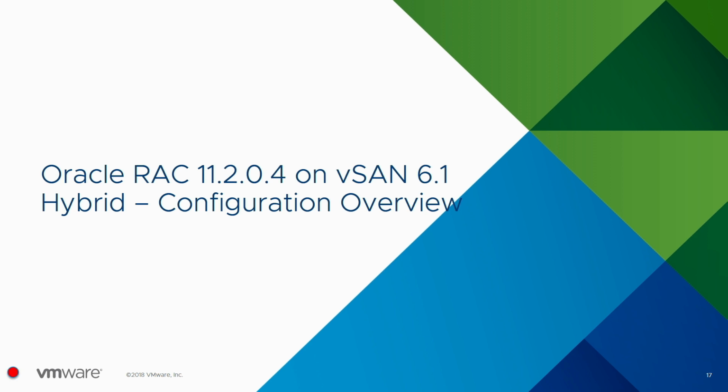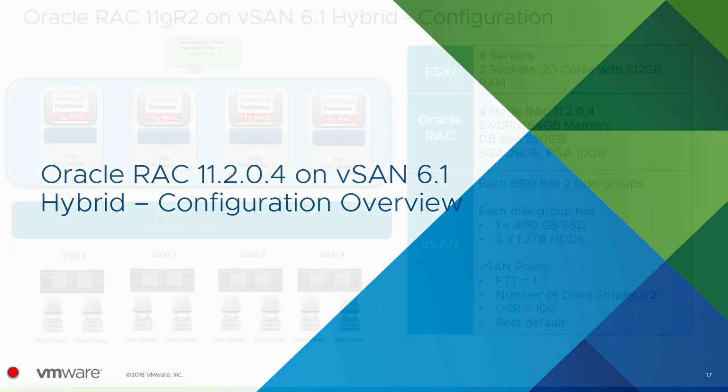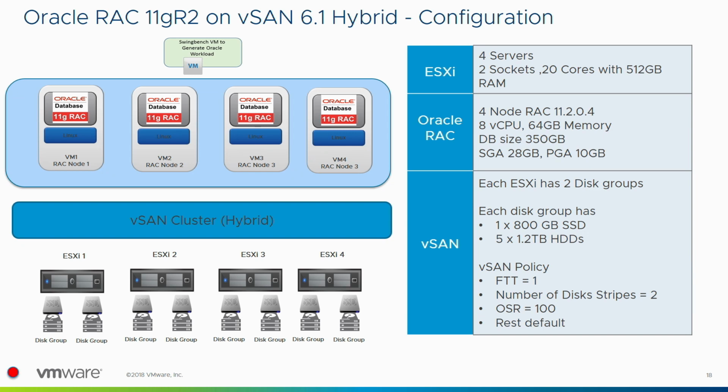Sure. So this was the first solution that we released in 2015, as Chen mentioned. This was Oracle RAC 11.2.0.4 on vSAN 6.1 hybrid. Basically it was a 4-node ESXi cluster, 2-socket, 20 cores each, half a terabyte of RAM. On top of that, we had a 4-node Oracle RAC. Every RAC node was 8 vCPUs and 64 gigs of memory.